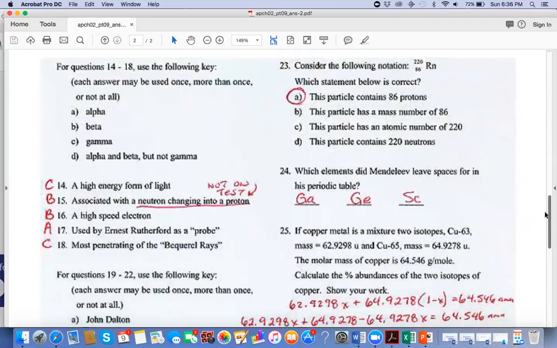We're going to use the following key. So alpha, beta, gamma, alpha and beta but not gamma. A high energy form of light is gamma. Associated with a neutron changing into a proton, this is not on the test, but it's a beta. A high-speed electron is also a beta. Used by Ernest Rutherford as a probe was alpha. The most penetrating of the Becquerel rays is gamma.